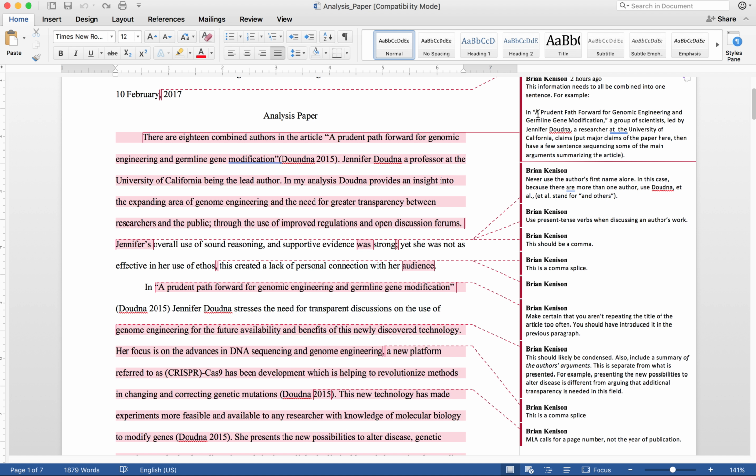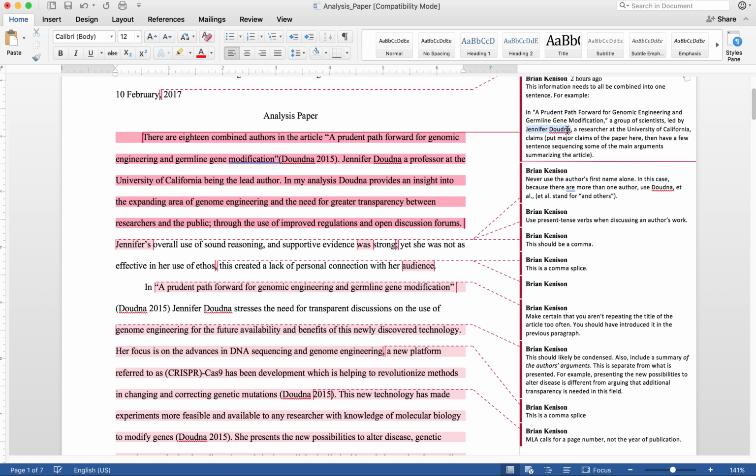There are many ways to do that. So something like this: in a prudent path forward for genomic engineering and germline gene modification, a group of scientists led by Jennifer Doudna, a researcher at the University of California, claims, and then you would put the major claim that the scientists claim here, and then have a few sentences talking about their main arguments, what their main arguments are.